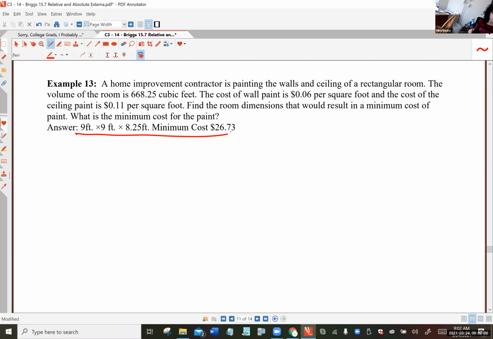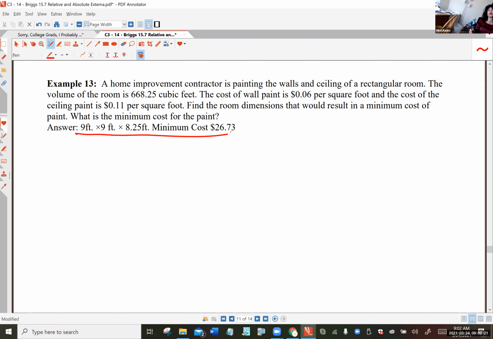The volume of the room is 668.25 cubic feet. The cost of the wall paint is 6 cents per square foot, and the cost of the ceiling paint, I guess that's more expensive, is 11 cents per square foot. Find the room dimensions that would result in a minimum cost of paint.